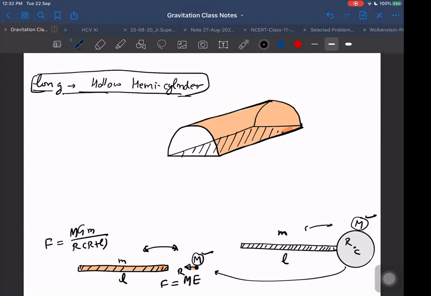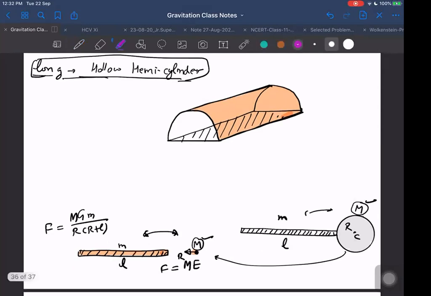First, the hollow hemicylinder. I think you cannot do it. Probably it will be difficult for you to do yourself. If I don't tell you, even if I give you enough time, you may keep on thinking for many days together, but then also you may not get the answer. I will have to tell you myself only, it seems.